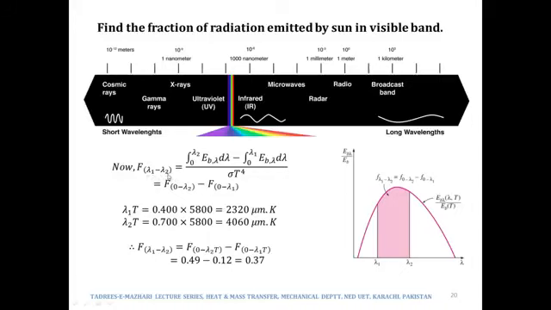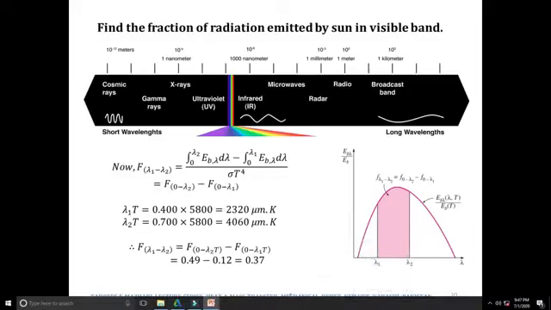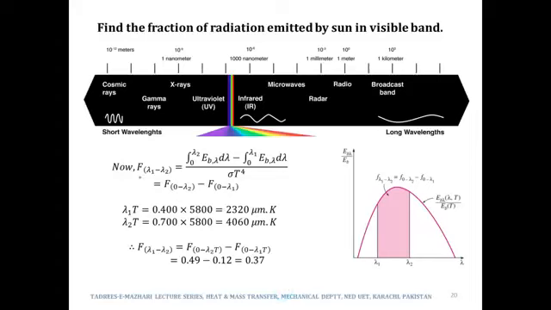So f lambda 1 to lambda 2 would be f0 to lambda 2 minus f0 to lambda 1. F lambda 1 to lambda 2 means this f would be the fraction of radiation emitted by the sun in the visible band, which has been shown over here. So we will find f starting from 0 to lambda 2, and then we will find f0 to lambda 1, and we will take the difference of the two. The difference between the two will be the required area, the required fraction.